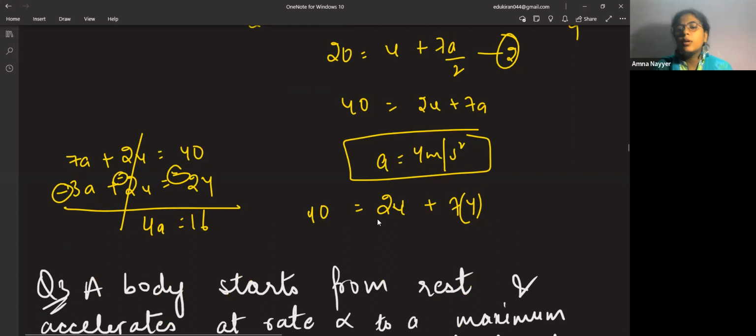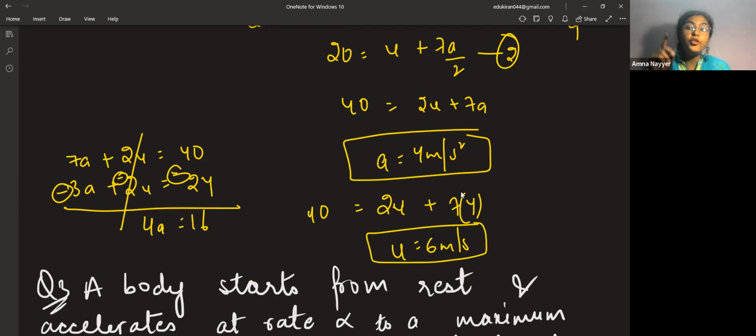40 is equal to 2u plus 28. This is going to be 28. So 40 minus 28 will be 12. So 12 by 2, 6. Yes, this should be 6 meter per second. Just check the calculation, Sarah. Earlier you were getting completely wrong. You were getting 4, right? Now just check. It should be plus 6.